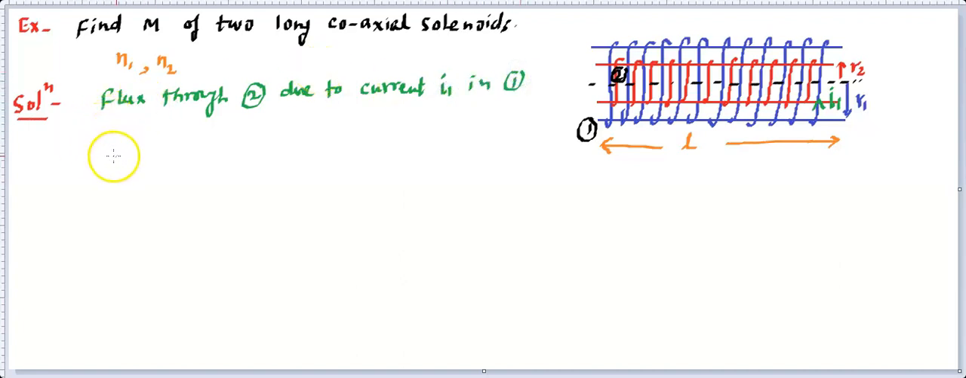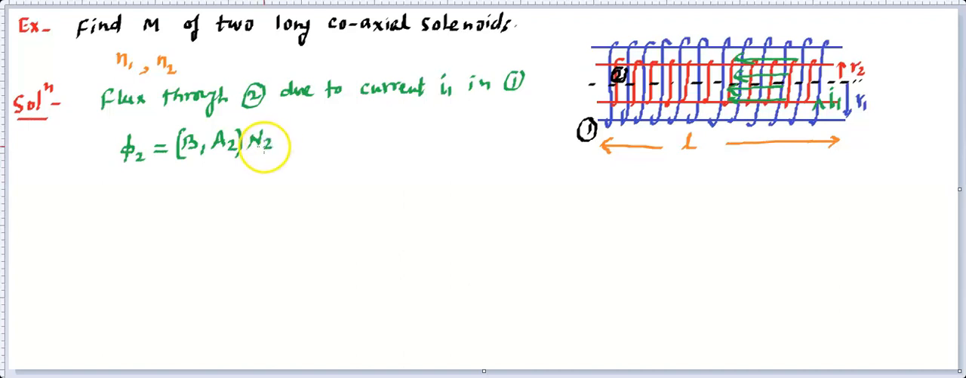Let's name this flux phi 2. Phi 2 will depend on the field inside due to the first solenoid. You know this field is going to be uniform, B is going to be uniform. So it will be the field because of 1 times the area of 2, and this is the flux through one loop of this inner one. This has to be multiplied by N2.